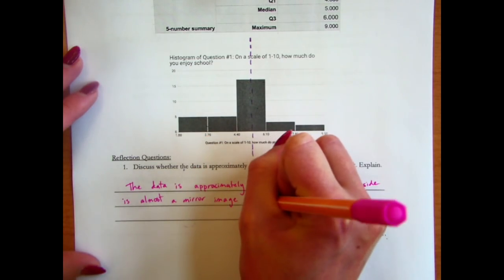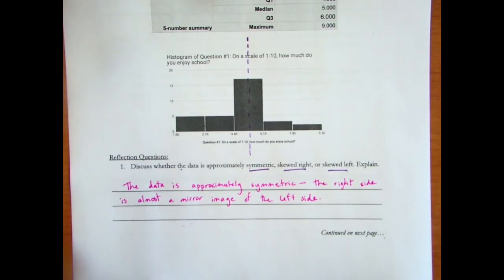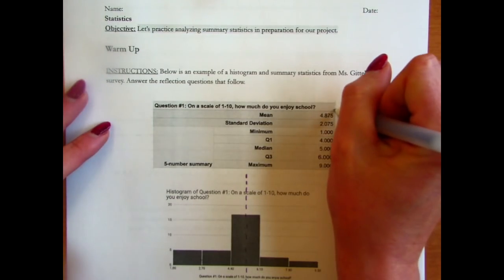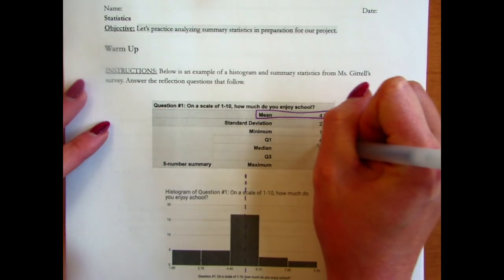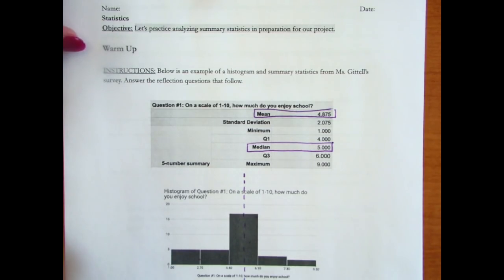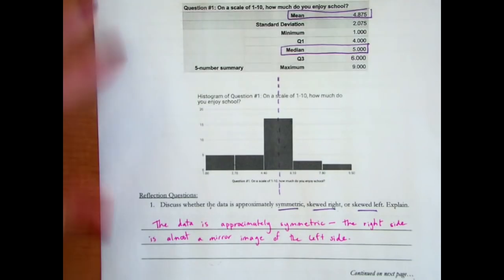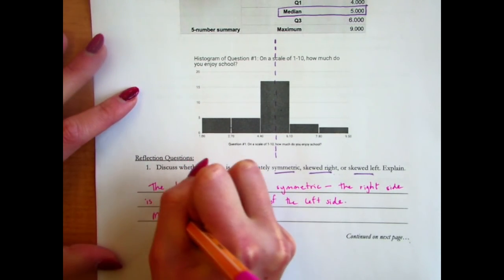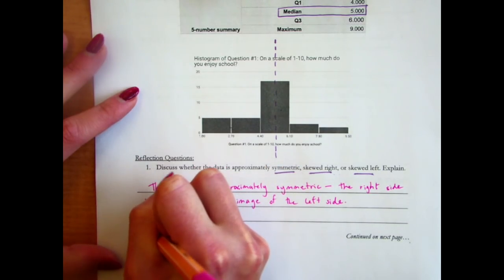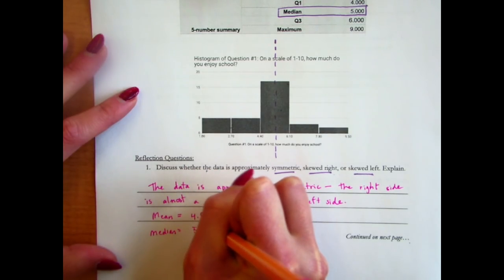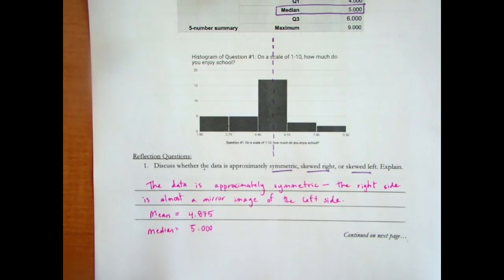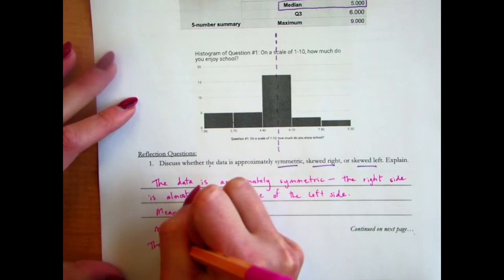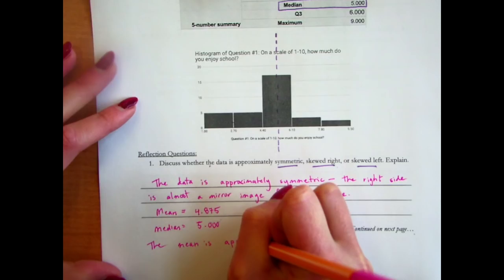Okay, and the other thing I'm going to be looking for here is a comparison of the mean and the median. So let's look at our mean and our median. The median is 5, the mean is 4.875. Because the mean and the median are within one number of each other, they're pretty close to each other. That's another way that we're going to be able to prove that this data is approximately symmetric. So the mean is approximately equal to the median.